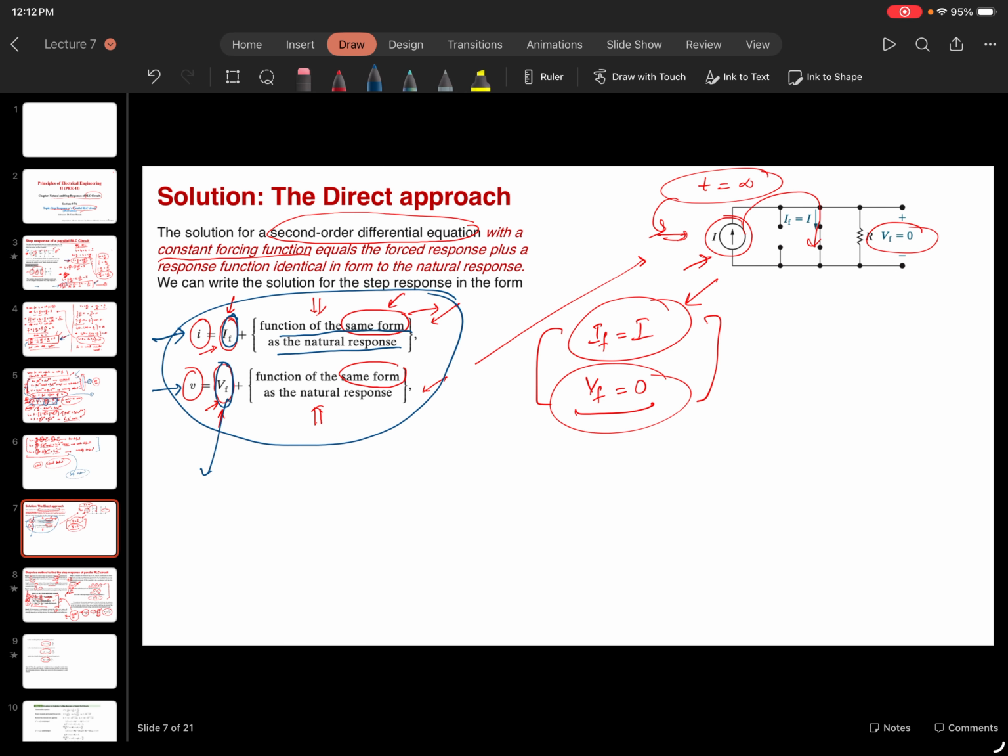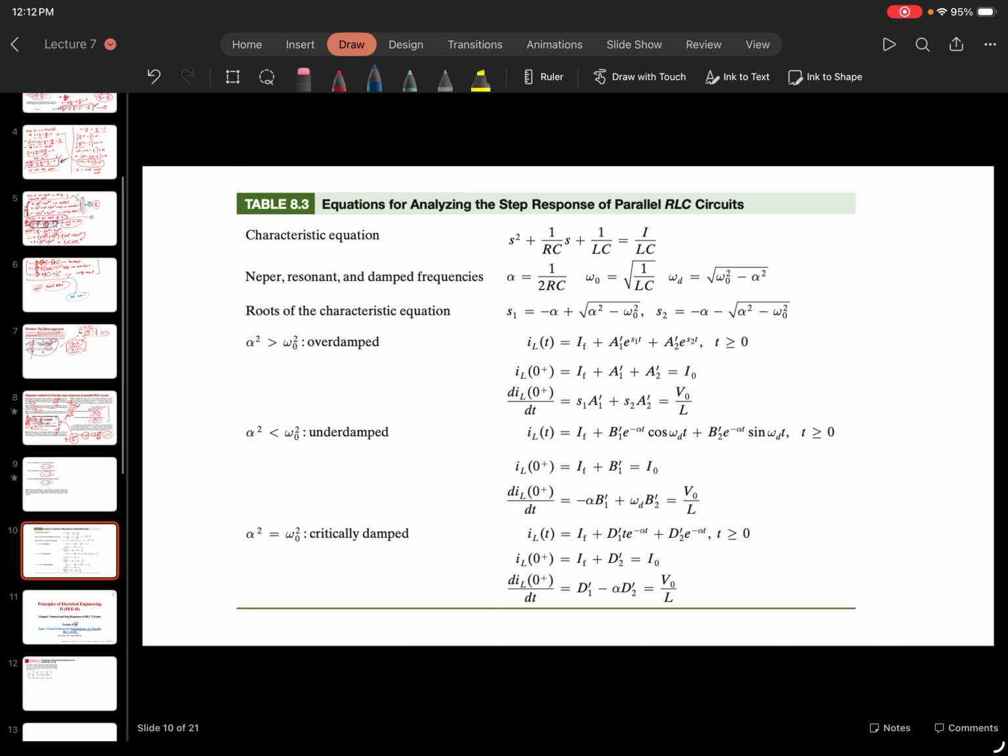We also looked at a summary table that we can practically use to find the step response of any parallel RLC circuit. The idea is to start with finding the initial conditions, V naught, I naught, and If, since we are talking about a step response. After finding those conditions, you have to find the values of alpha and omega naught.